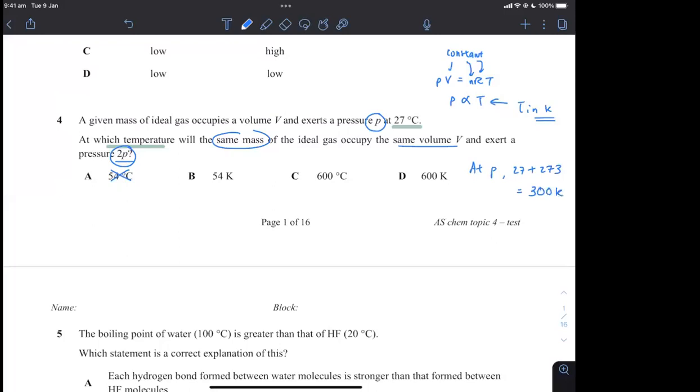So at 2P, double the pressure, we have double the temperature in Kelvin. 300 Kelvin times 2 is 600 Kelvin. So the answer must be 600 Kelvin. Okay, makes sense? It's all based on the units in the ideal gas equation.